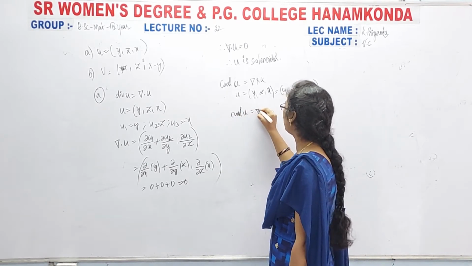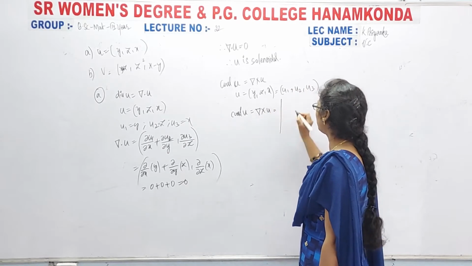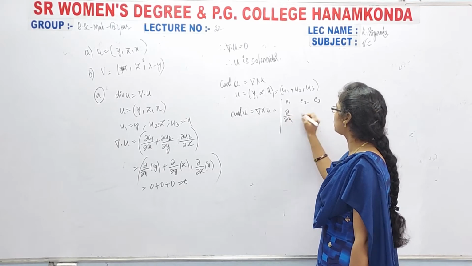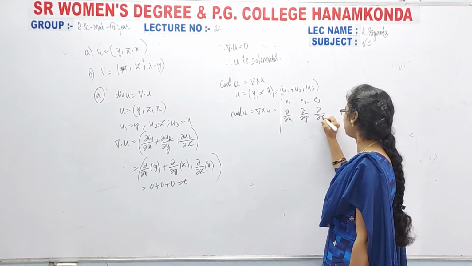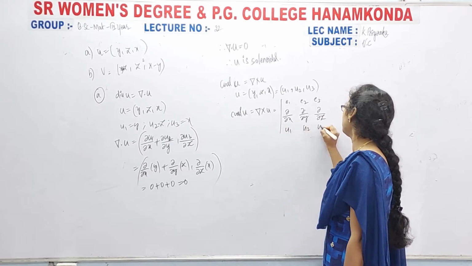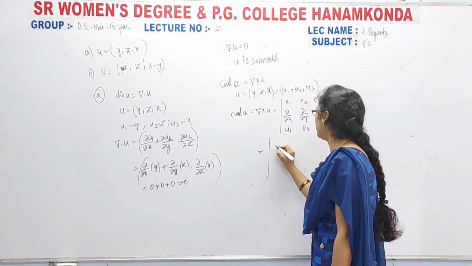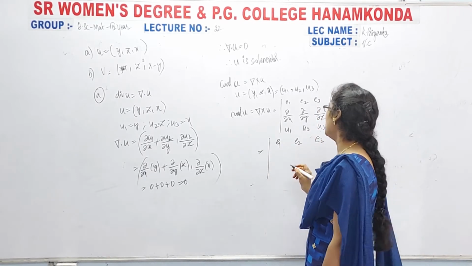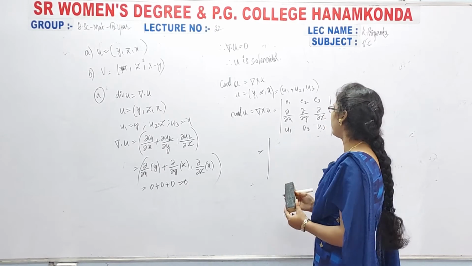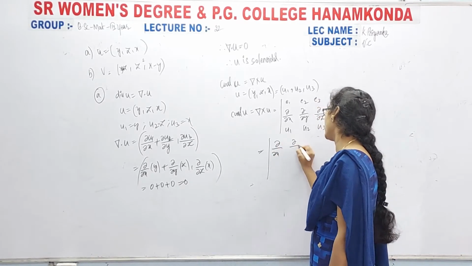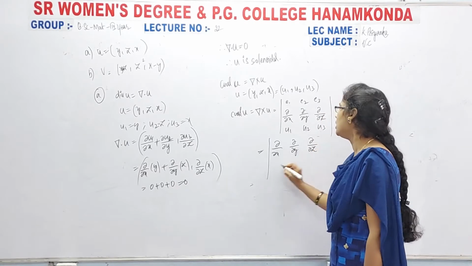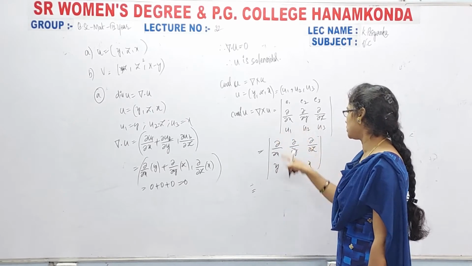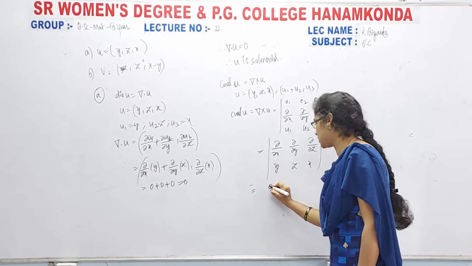Curl u is equal to the cross product, which is the determinant with E1, E2, E3, dou by dou x, dou by dou y, dou by dou z, and here u1, u2, u3. There is no need to consider E1, E2, I am just saying it for general purpose. Otherwise you can write directly dou by dou x, comma, dou by dou y, comma, dou by dou z, with u1, u2, u3 being y, z, x. Now here what is the formula? This one is closed. Now dou by dou y of x is 0.